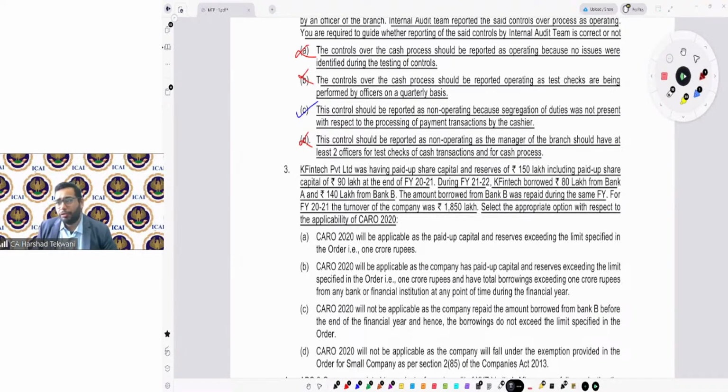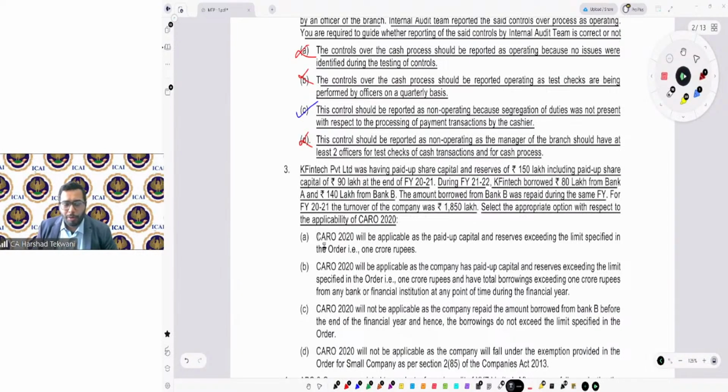There is an exemption given to private limited companies in CARO. Do you think this will be applicable in the current case? Whether the exemption will be applicable, or CARO will be applicable. Now let's look at the options also. Sometimes you can get some clues from the options.